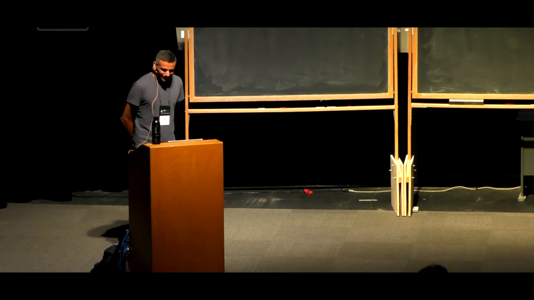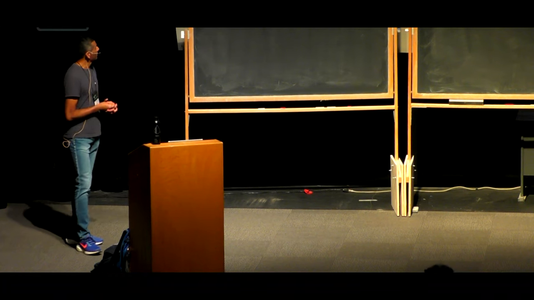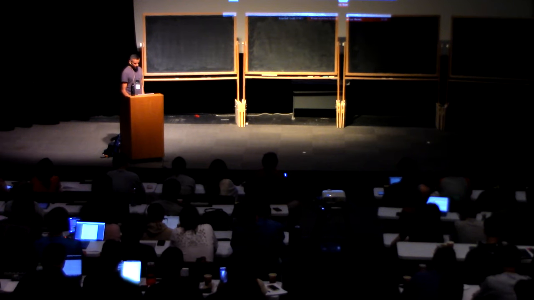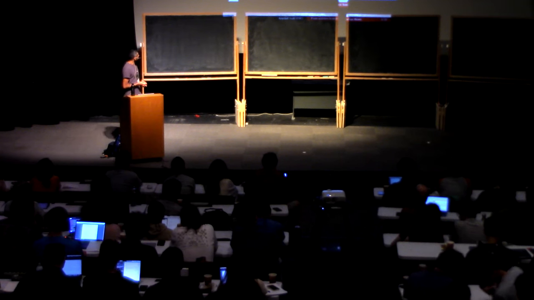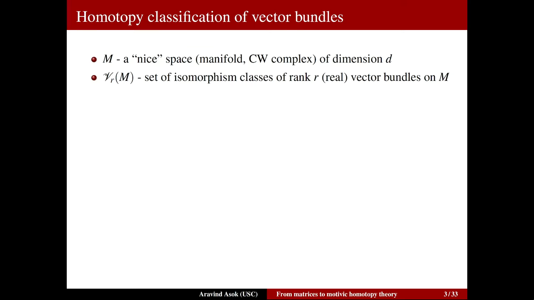But anyway. So I'm going to start with a nice space, a manifold, a CW complex or something. And the key point is going to be something of dimension D. That number will be important later. And I'm going to be interested in describing the set of real rank R vector bundles on this space. So ideally, we want to get information about our manifold. And this set is some sort of proxy, some kind of linear information about the manifold. So we'd like to give some sort of description of it.